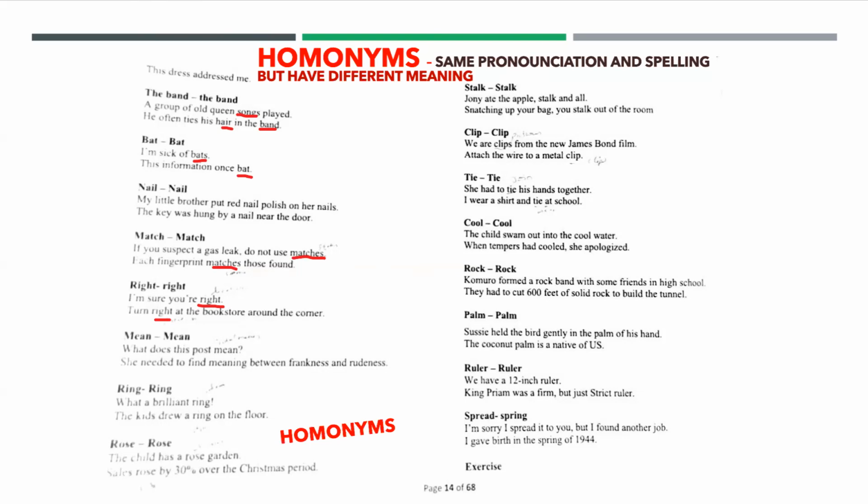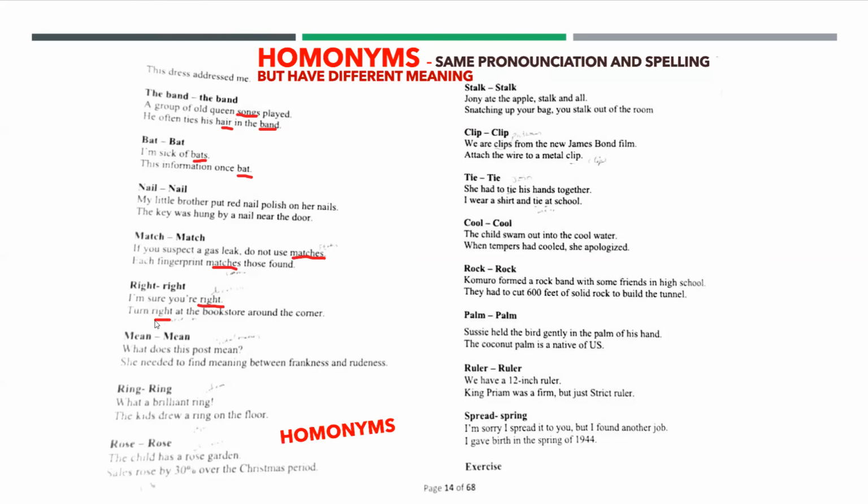When we look into the sentence, only then will we understand what the word means. So this right has two different meanings. By reading this sentence, we'll understand what right means here. I'm sure you are right. Here, right means a decision, whether he's right or wrong. So it is about the decision, whether that person is right or wrong.